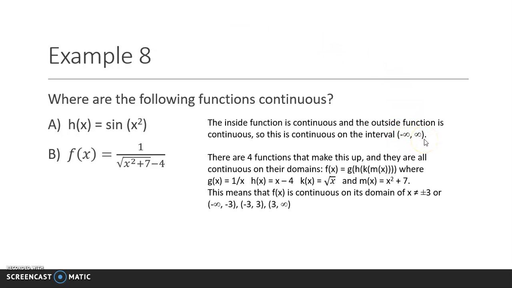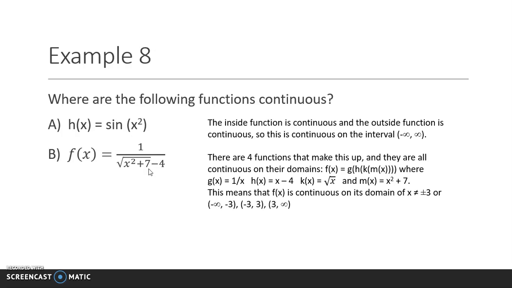Now in part B, this is a composition of 4 different functions. We have 1 over x. We have x minus 4. We have the square root of x, and we have x squared plus 7. So all of that is happening, but the important part is to find the domain of this entire composite function.